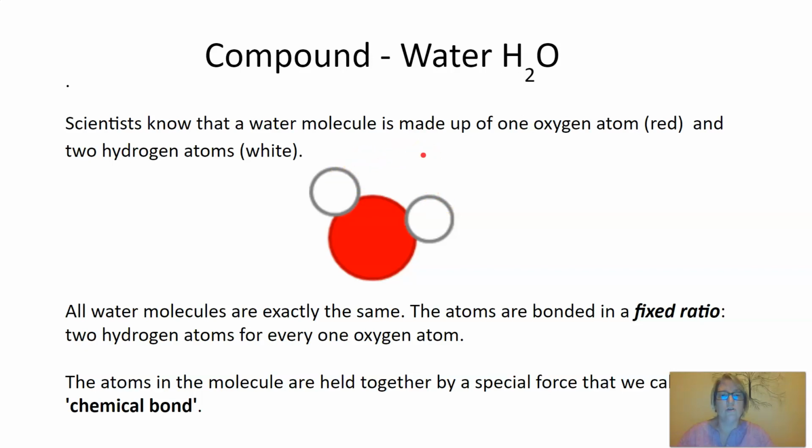All water molecules are exactly the same. The atoms are bonded in this fixed ratio of one oxygen to two hydrogen. The atoms in a molecule are held together by a special force that we call a chemical bond. And you'll do more of this if you take chemistry to grade 10.